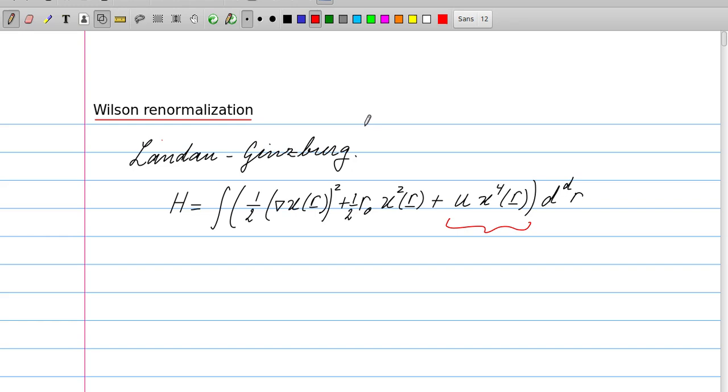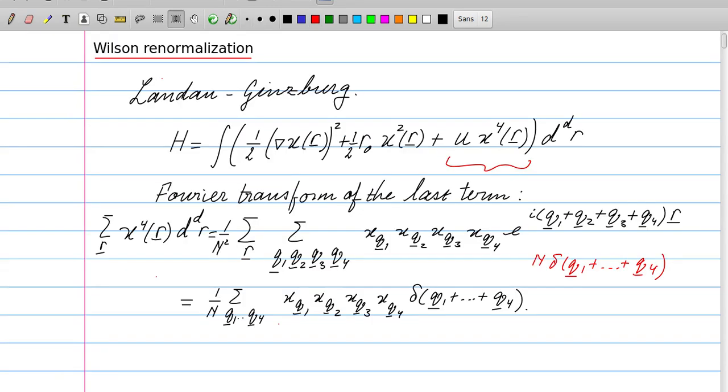And what we need to do is, well, in the Gaussian model we took the first 2 terms and formulated those in reciprocal space by Fourier transform. And so first we will Fourier transform this 4-point term, 4th power term, in x. Here is this Fourier transform. So we have a product of 4 x's, and each of those x's is Fourier transformed, and so we get 4 x_q's, and there is a Fourier factor e to the power iq times r for each of those x's.